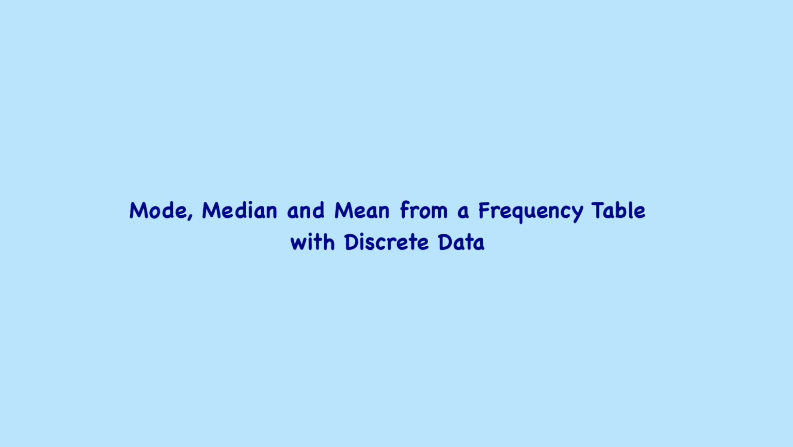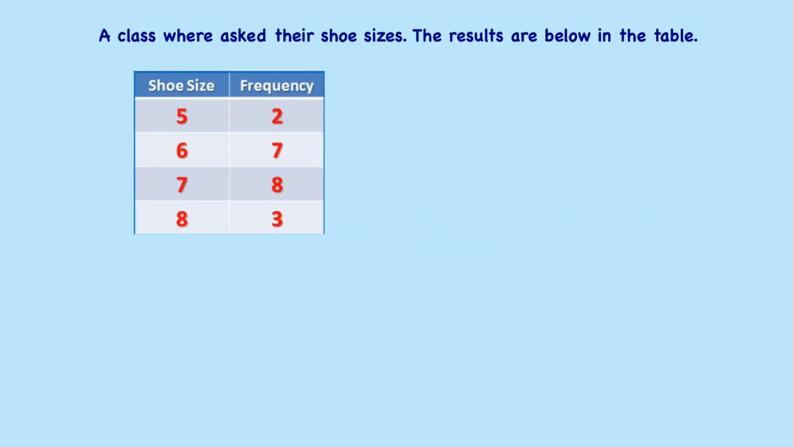Mode, median and mean from a frequency table with discrete data. Now, discrete data is typically things counted in whole numbers. For example, shoe sizes. Let's have a look at this example.